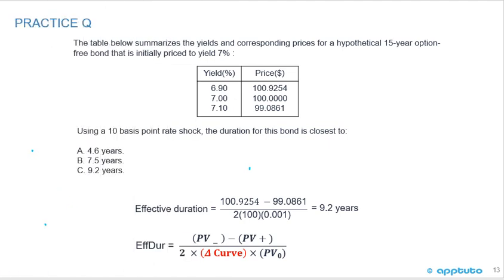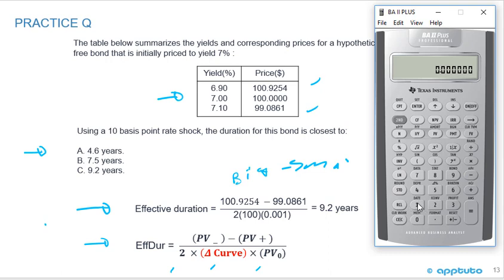Okay, you can see in this case they're looking for the duration of the bond. It's the years, so we're using the effective duration formula, where we can see in the numerator it's the same. It's just the big number minus the small number, which is the price if the rates decrease minus the price if the rates increase. Okay, to be clear. And in the denominator, it's 2 times the change in the curve times the initial price. You can see the initial price here was par. Okay, so we can see here that's 100.9254 minus 99.0861 in the numerator.